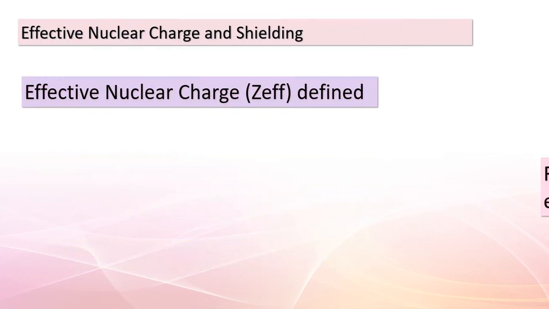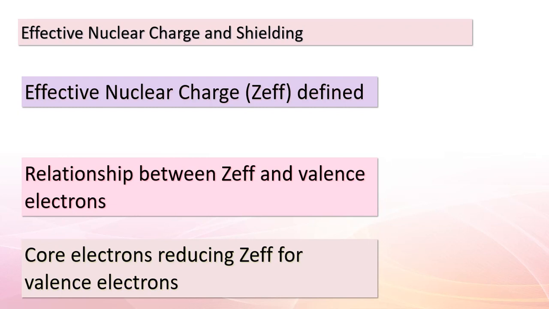Hello again, young minds. Our journey into atomic structure continues with the concept of effective nuclear charge, denoted as ZEF. Now, ZEF is a critical factor in understanding how valence electrons experience the pull of the nucleus. It's like the net positive charge the valence electrons feel after considering the shielding effect. You see, due to the presence of core electrons, valence electrons are shielded from the full nuclear charge.